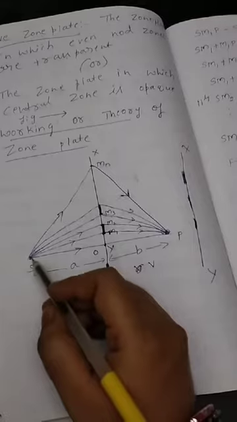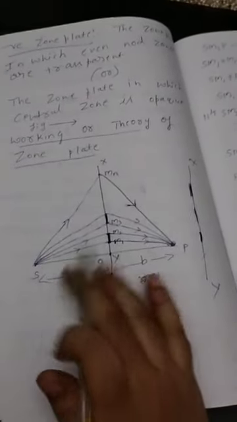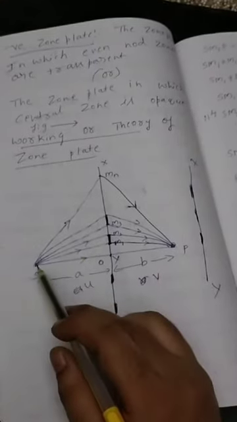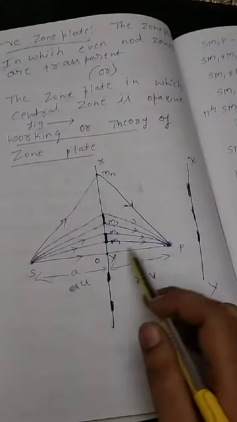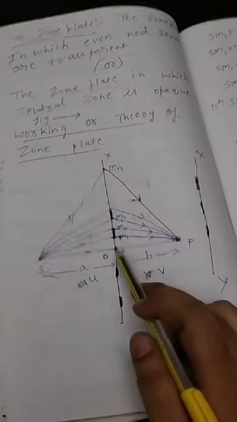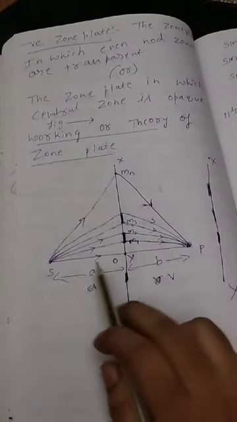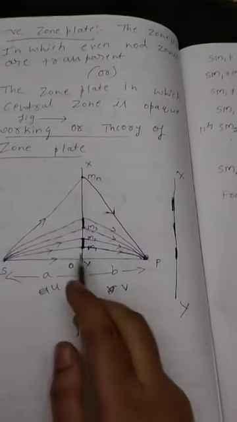Next, what can I write? See, this is one light ray. For the first zone M1, M2, M3, this is M4 point. Like that I can write up to Mn. You know that since it works on the principle of half period zones, any two light rays coming from one zone to the next consecutive zone will have a path difference of lambda by 2. Therefore, I can write SM1P minus SOP can be written as lambda by 2.